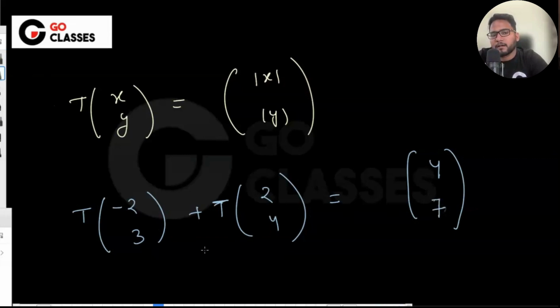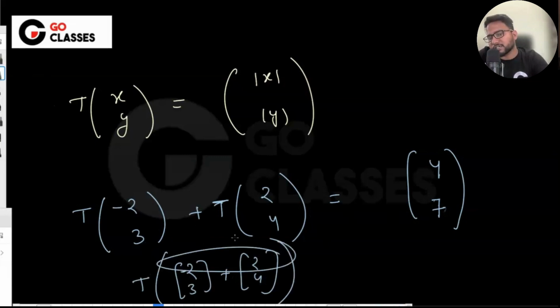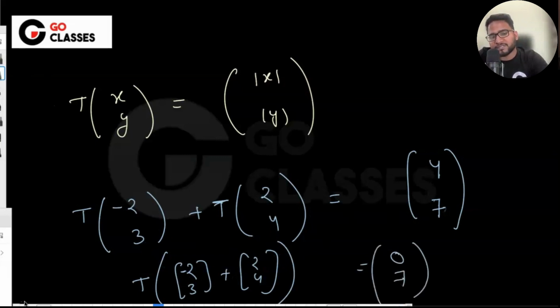But if you first add -2 3 plus 2 4, and then take the transformation later on, the problem is that it becomes 0. Then it will be 0 7, right? If you first add and then take the transformation, it will be 0 7. But if you first take the transformation, you are always adding. So that is why these two are not the same. That's why it is not satisfying the property, right?